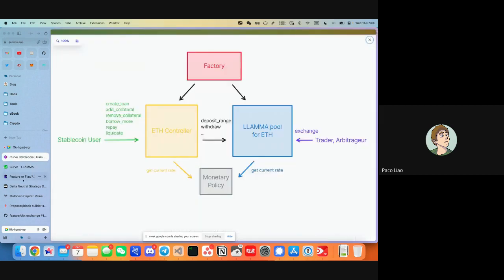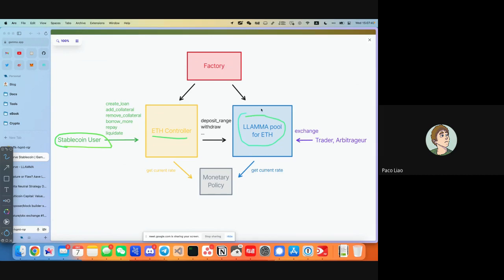the price goes up and down. So there may still be a need for liquidators to liquidate some users' collateral, but normally it won't be. You don't need liquidators because your collateral will be automatically converted to USD. But in some situations, you still need liquidators. So a stablecoin user interacts with the controller, and the controller will deposit the user's collateral into this Llama pool.